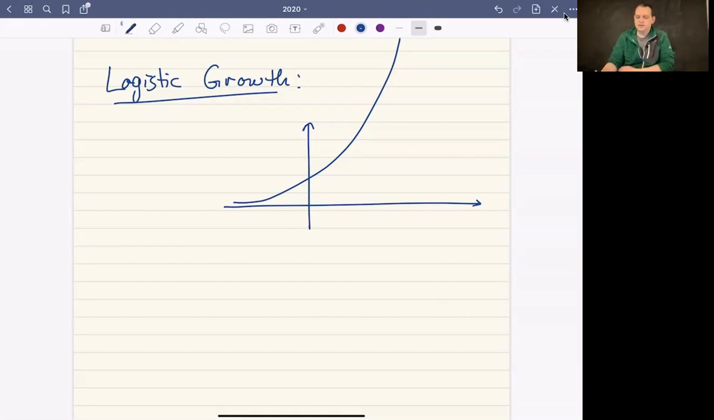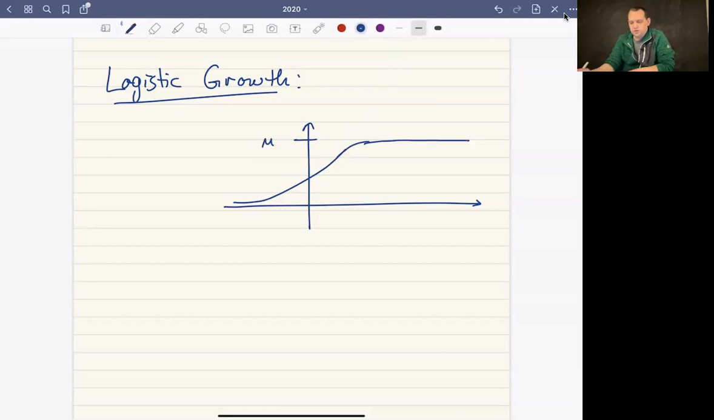So to fix this, a better model is what's called the logistic model, or logistic growth. The idea here is that you're going to identify ahead of time a maximum population that's allowable, and we'll call that M. And then this is going to curve and asymptote at M eventually.